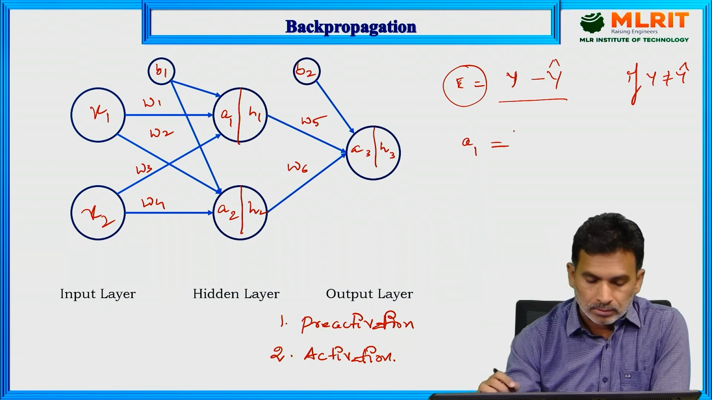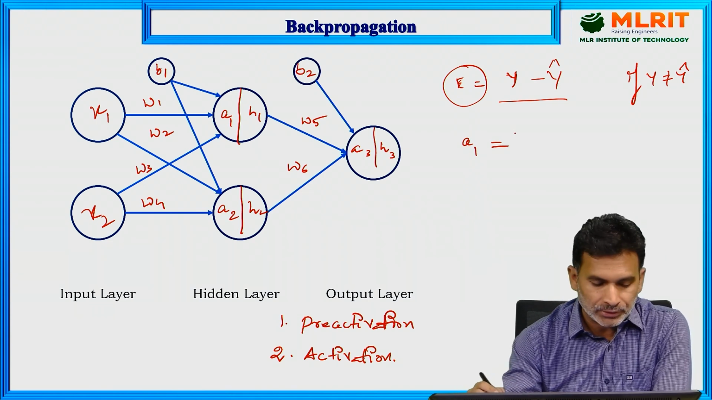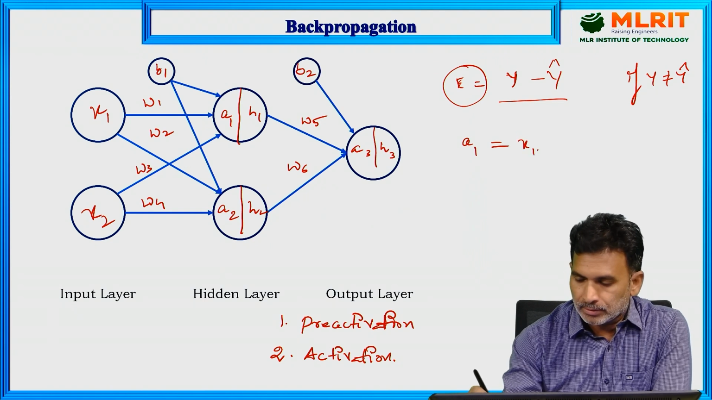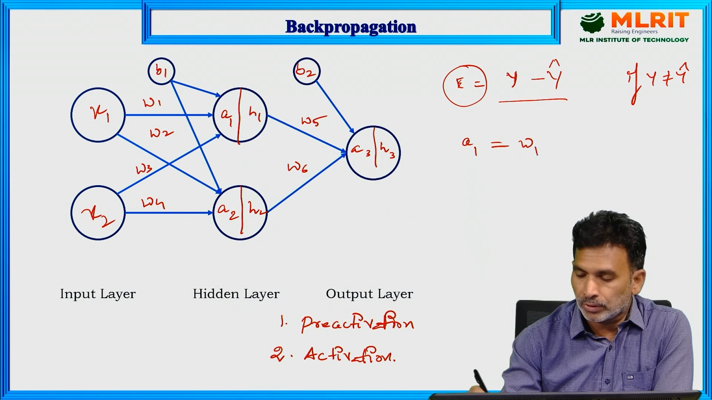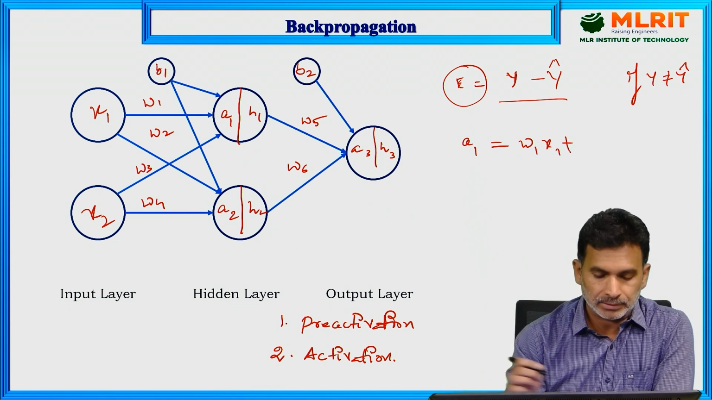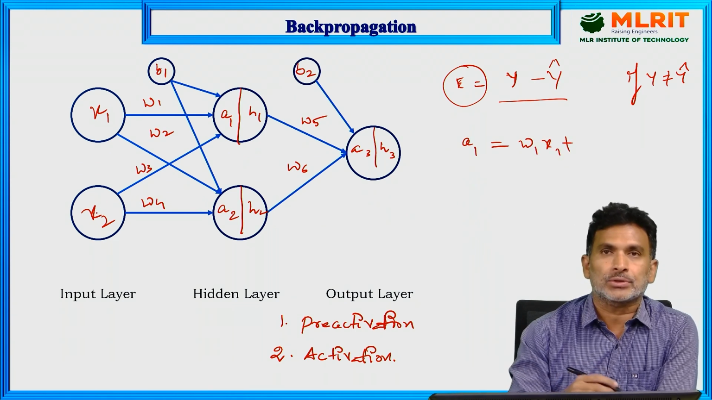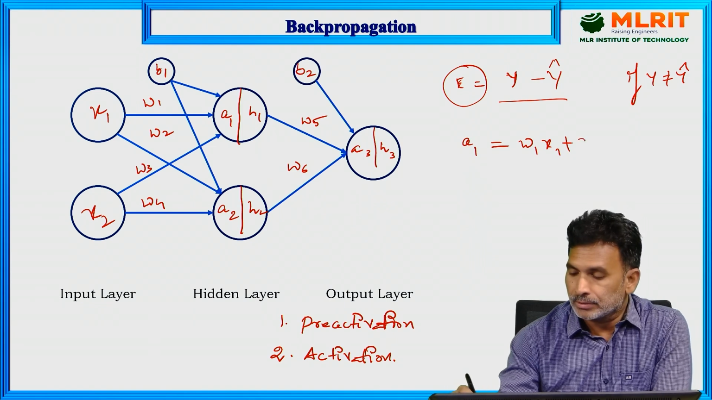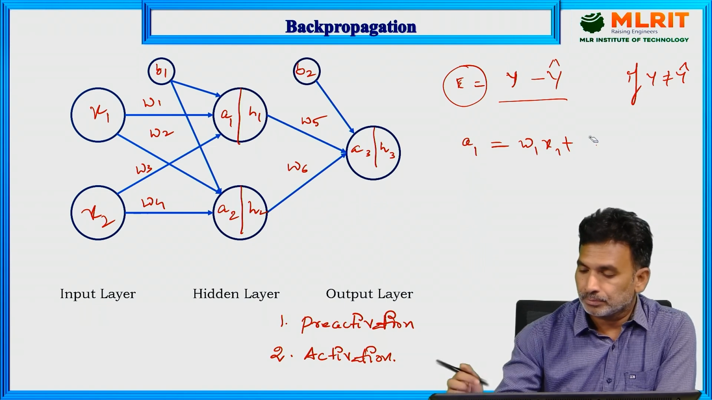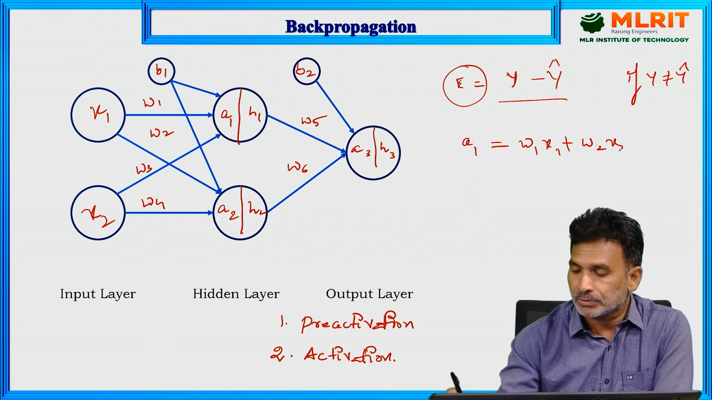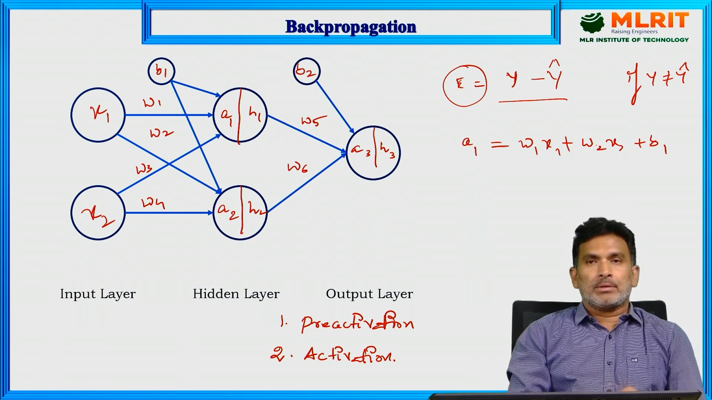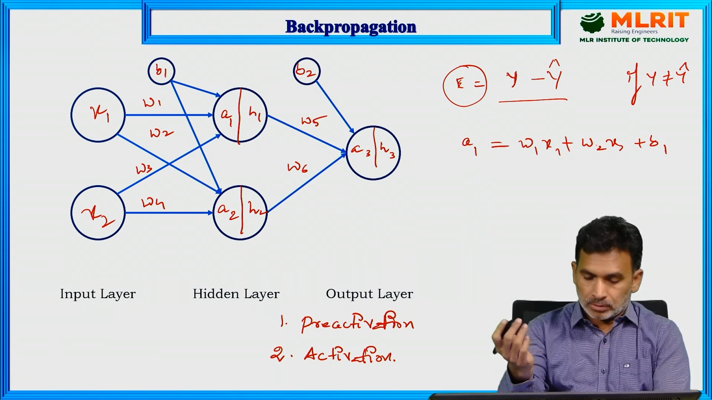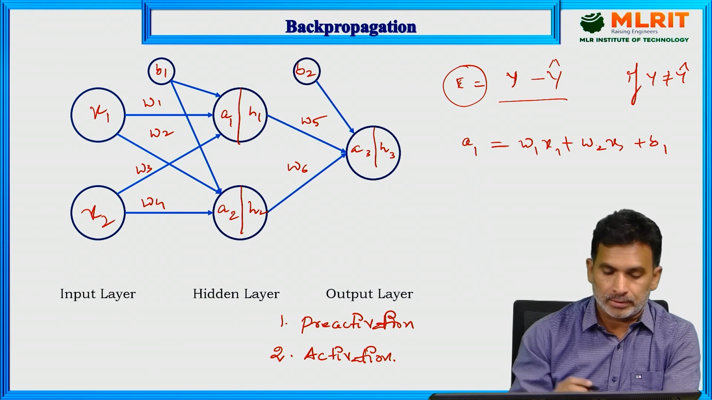Here A1 is influenced by W1 X1, plus it also receives the input from X2, that is W2 X2, and then the bias term B1. So that is the pre-activation of this neuron.